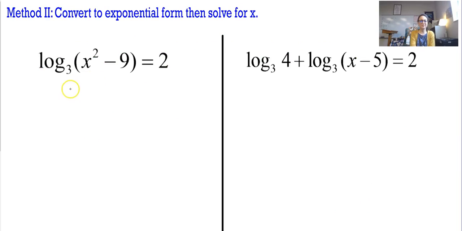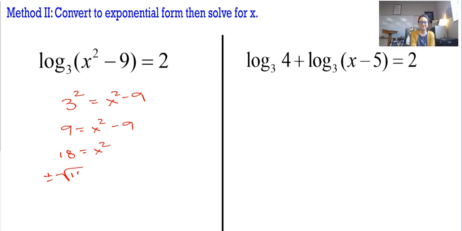So for this first one, we would have 3 to the 2 equals x squared minus 9. So I get 9 equals x squared minus 9. So x squared is 18. So x will be plus or minus square root of 18.